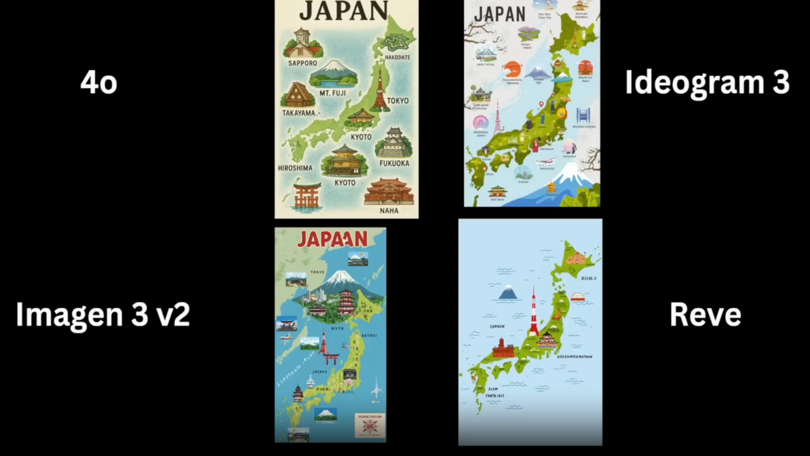You can look close at the text. The text is just straight up incorrect. Reve doesn't make sense at all. So I would say in terms of correctness, 4.0 definitely is just the best. If you didn't have access to 4.0, Ideogram 3 is, I guess you could say, an option, but the text doesn't make sense. It looks just off. Imagen 3 v2 is kind of, I would say, the third best, and Reve is just the worst in this case for generating.